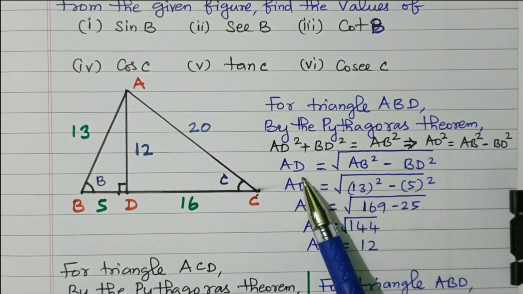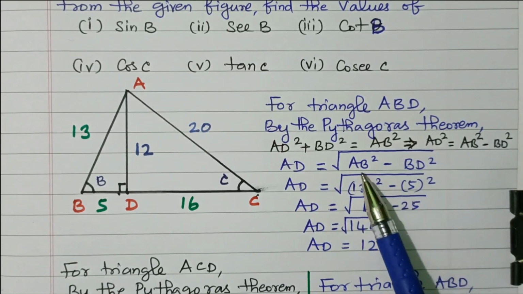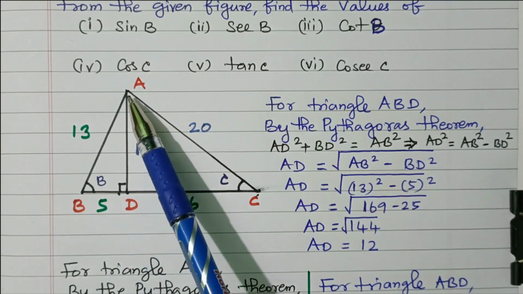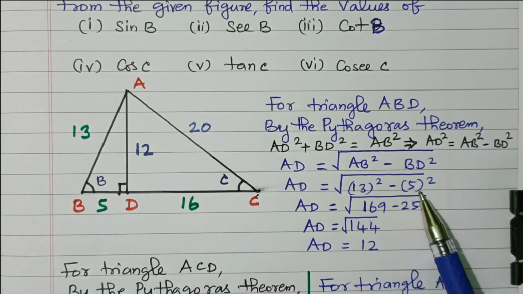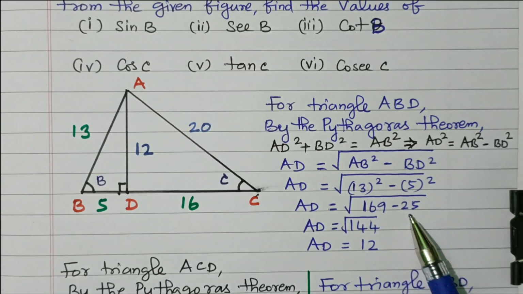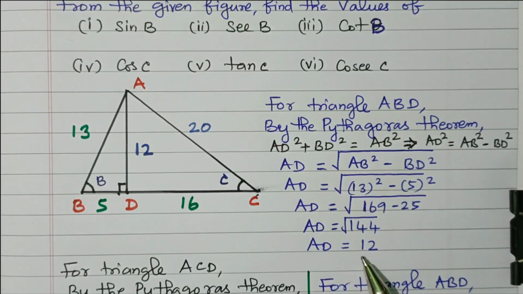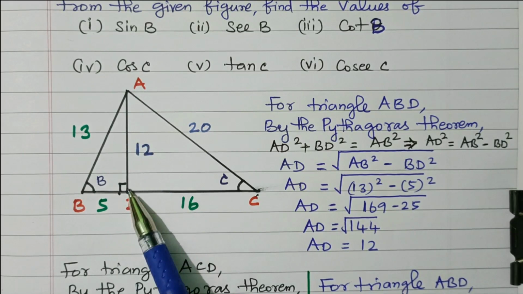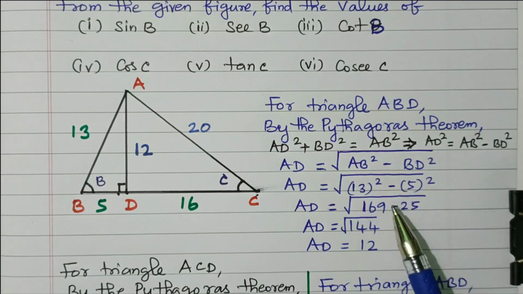Take the square root on both sides. So AD equals square root of AB square minus BD square. AB is 13, so 13 square, and BD is 5 units, so 5 square. 13 square is 169 and 5 square is 25. So square root of 169 minus 25 is square root of 144, which is 12. So the AD value is 12. That is the opposite side of angle B, 12 units, found using the Pythagoras theorem.